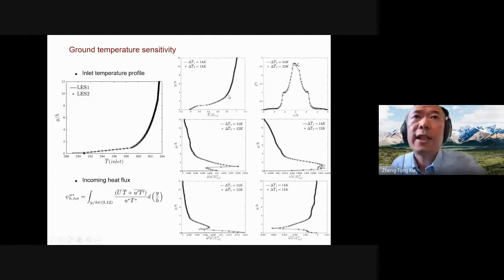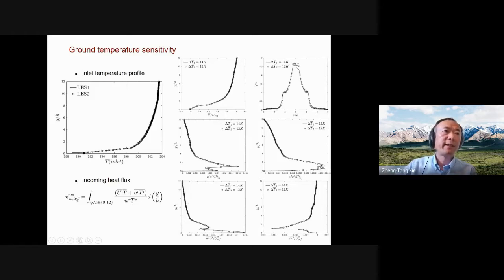Now you can see from the results, you can hardly see a difference. For the mean velocity and the mean concentration, they're quite small. The temperature, the vertical variance, the streamwise variance, and the shear stress are also quite small. So why is it so small? Then we tried to understand.